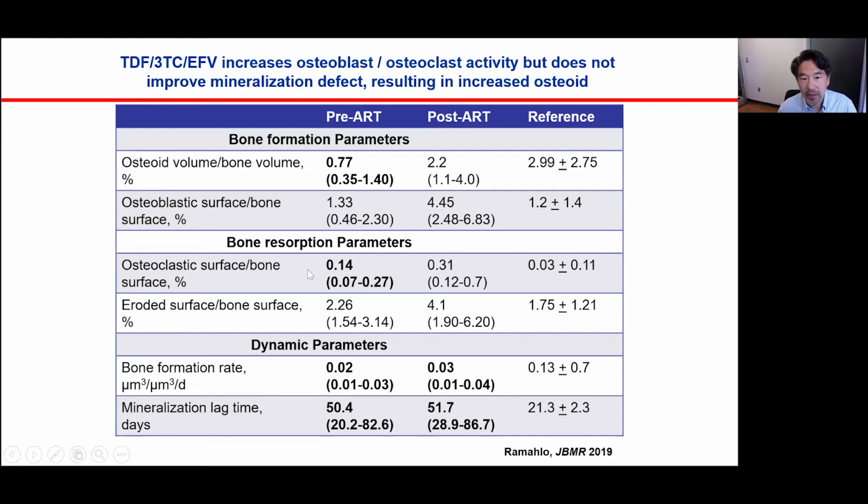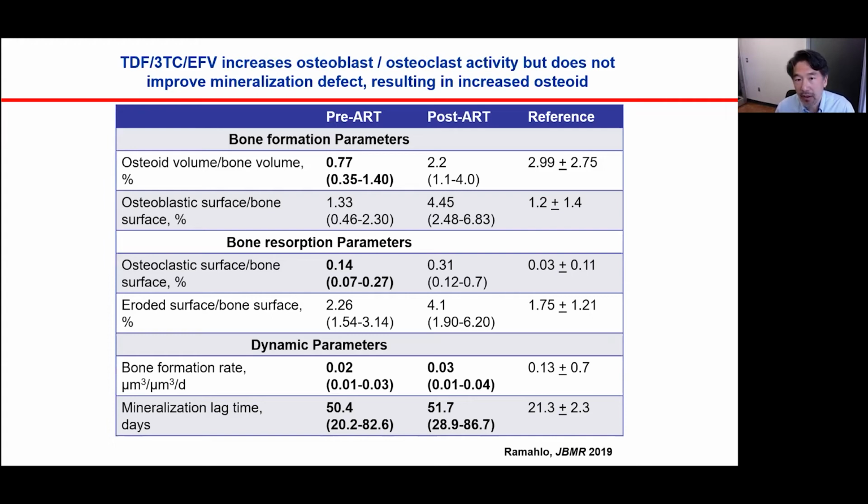We also see that there is higher osteoclast surface and activation, meaning that there's more resorption, as we had suspected from our data looking at bone turnover markers, that with HIV itself, there's an impetus of driving greater bone resorption.